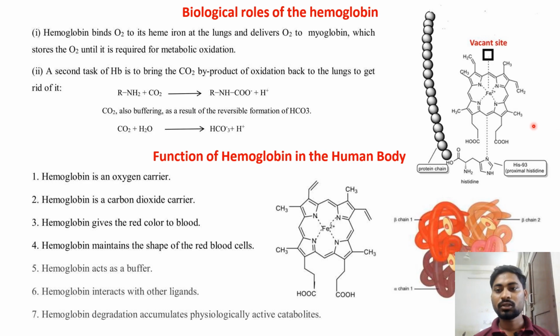This is the hemoglobin structure. Ferrous 2 plus has four nitrogen atoms, four pyrrole rings, which are connected with methine groups. These are the carboxylic groups.